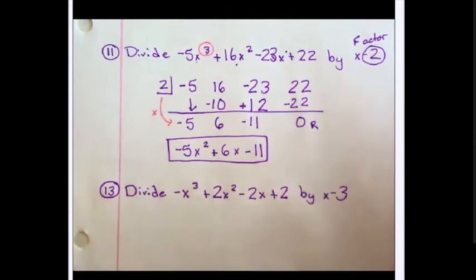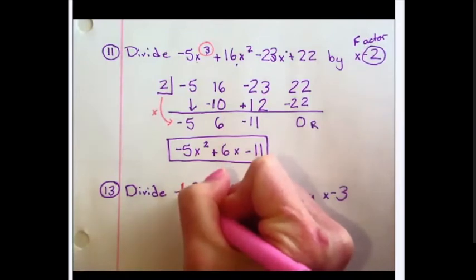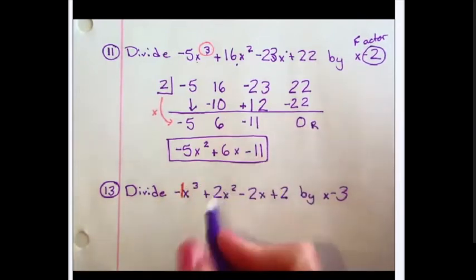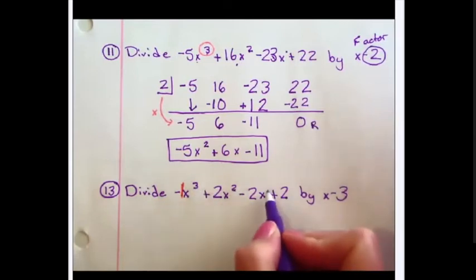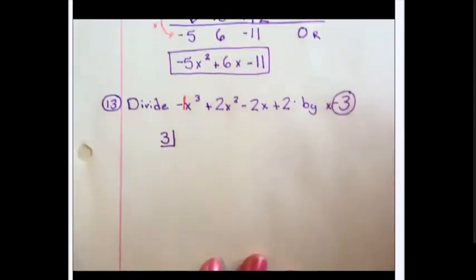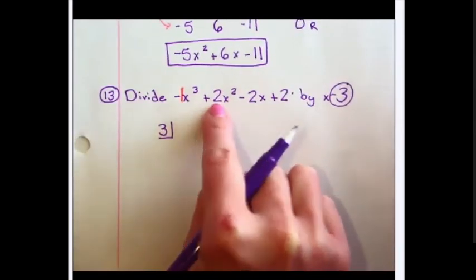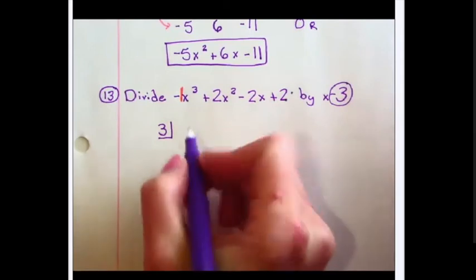Okay, so number 13, we're going to divide -x to the 3rd. Now remember, if there's no number there, we just fill in a 1, right? So this is x to the 3, 2, 1, no x's. So there's no gaps. It's not like I skipped any numbers. And we're supposed to divide by x minus 3. So we're going to put the opposite of that in the box. And then put all of these coefficients beside it. So -1, 2, -2, 2 again.